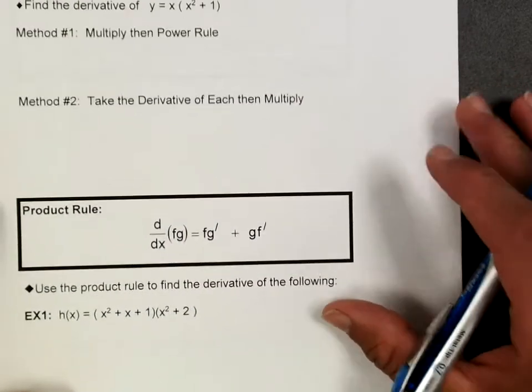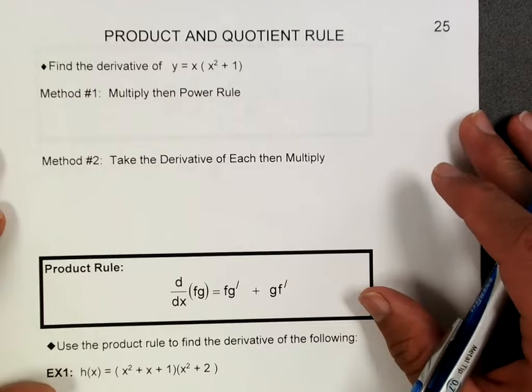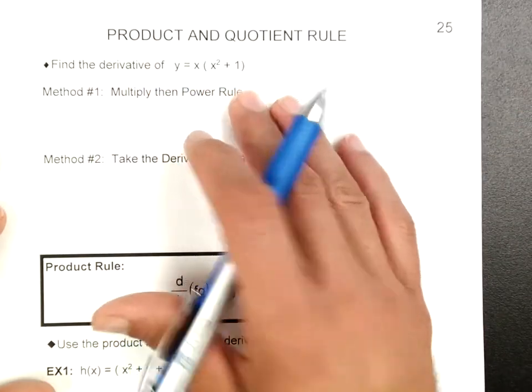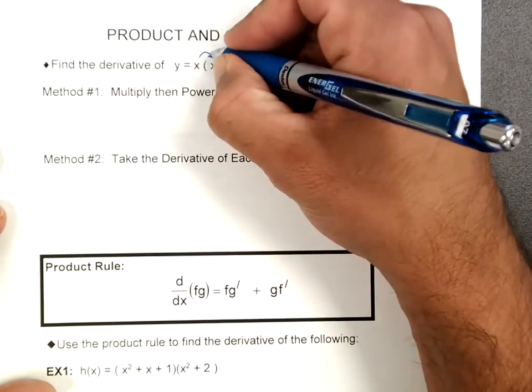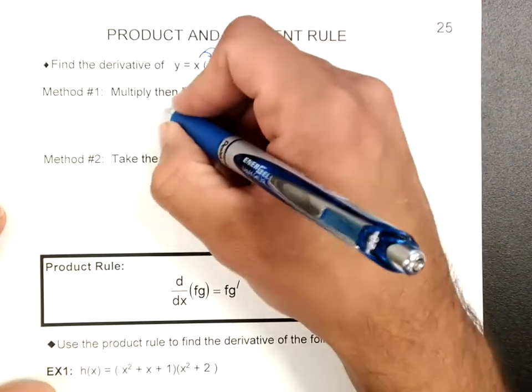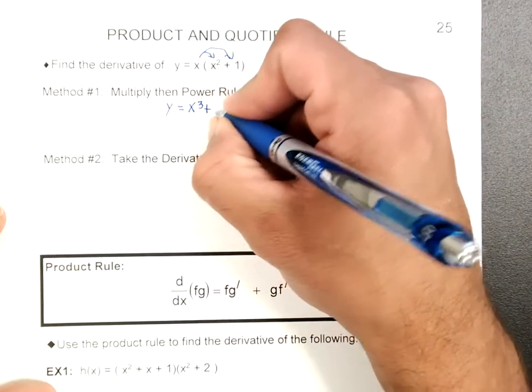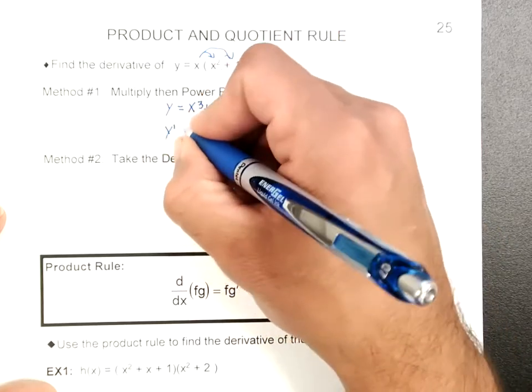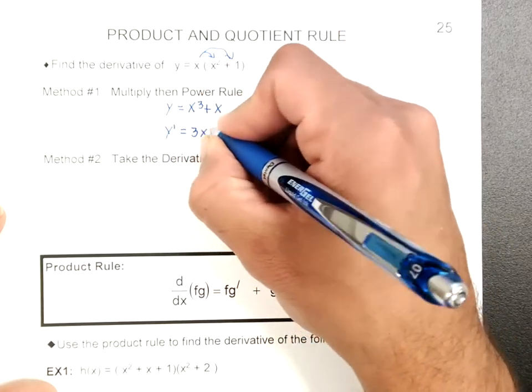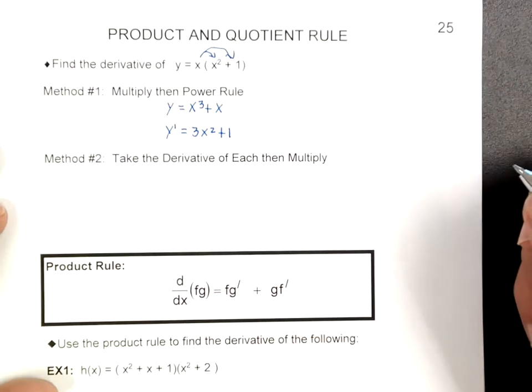So now on this one, let's say that I'm asking you to take the derivative of this. You can do this two ways. You can multiply this out, and I would have y is equal to x cubed plus x. And if I take the derivative of that, that would give us 3x squared plus 1. So don't forget that.